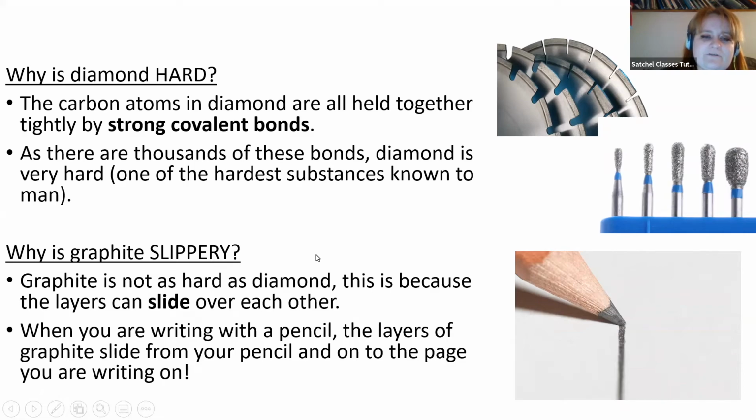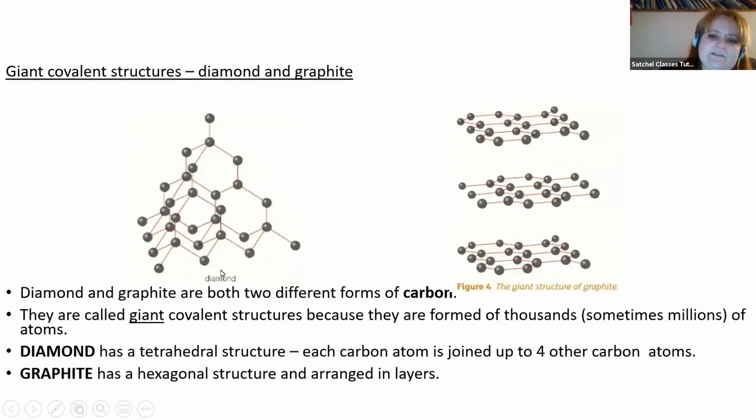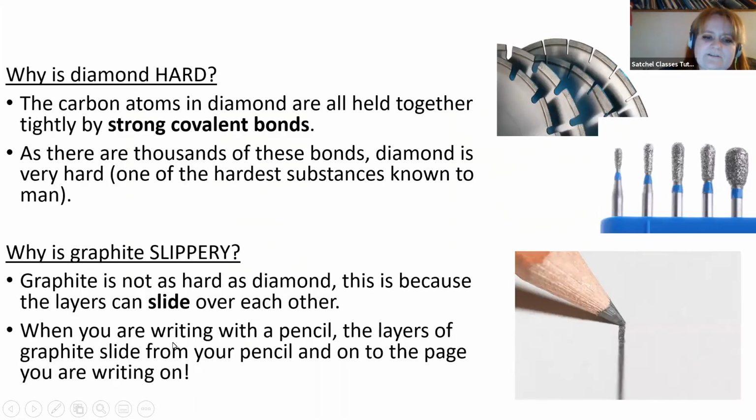Graphite, we find in a pencil. They're both made of carbon, how funny. Graphite is not as hard as diamond, but it's slippery. The layers can slide over each other, and that's why you can write with a pencil. Layers of graphite slide from your pencil onto the page you're writing on.